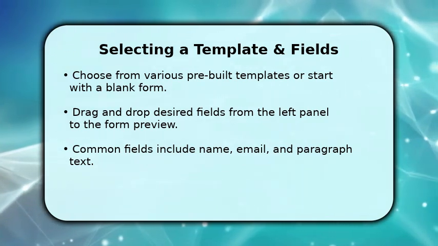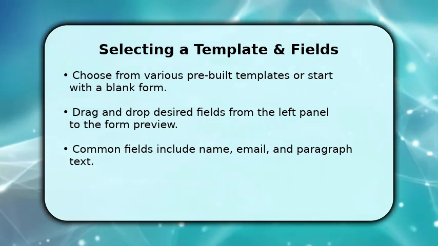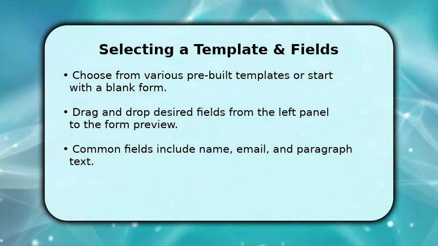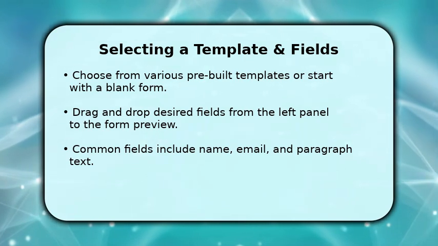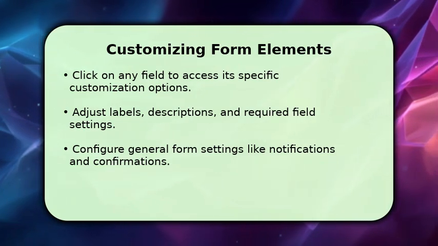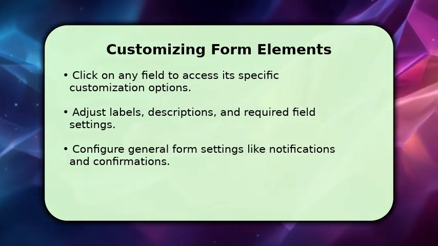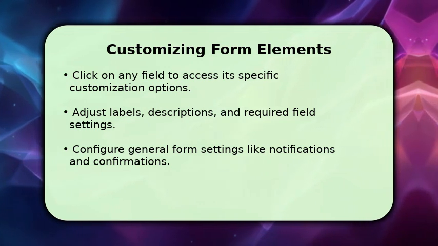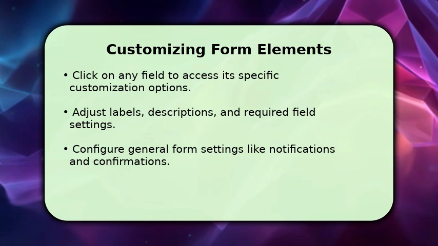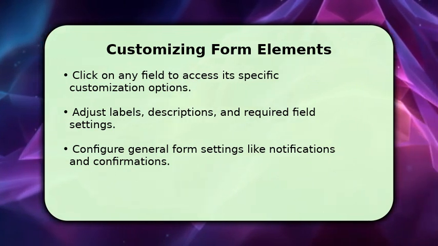On the left, you'll find a wide array of fields. Simply drag and drop the fields you need, like name, email, or a text area, directly onto your form preview on the right. With your fields in place, it's time to customize them. Click on any field in your form preview to open its individual settings. Here, you can change the field label, add a description, or mark it as a required field.